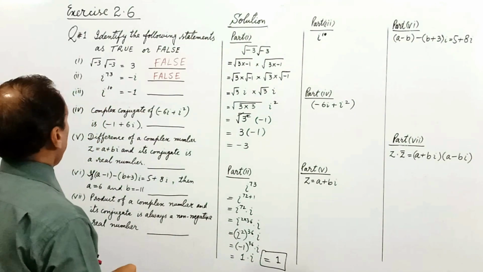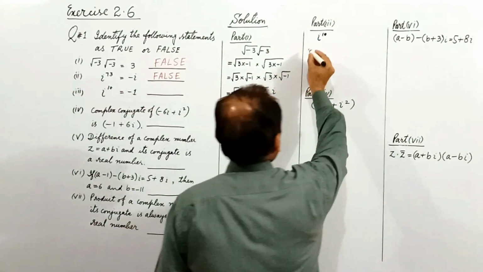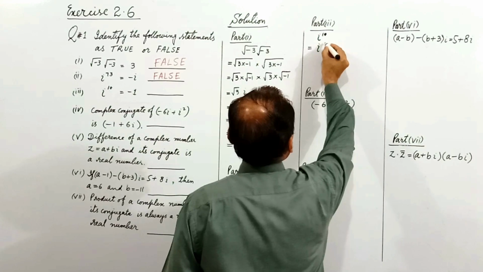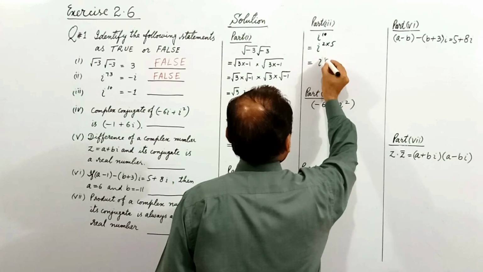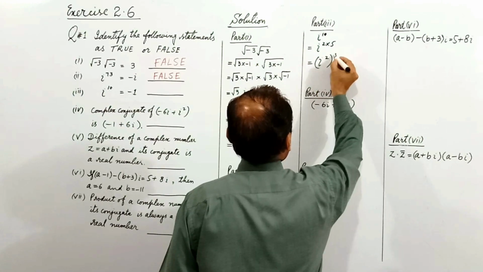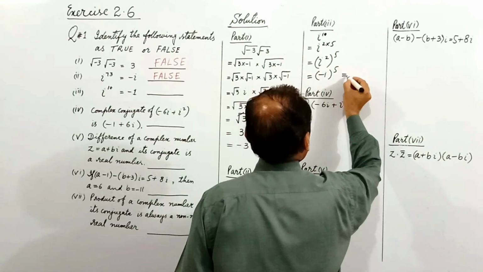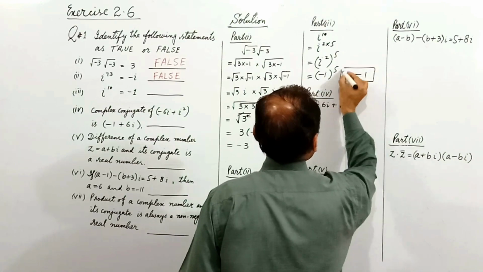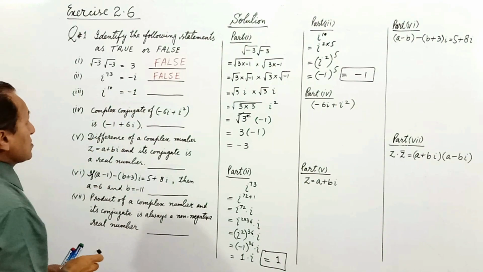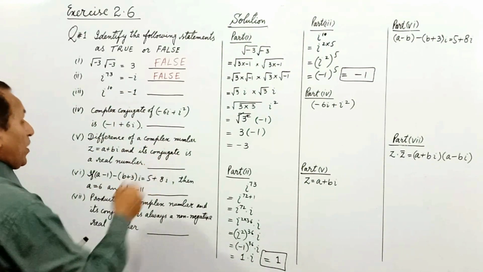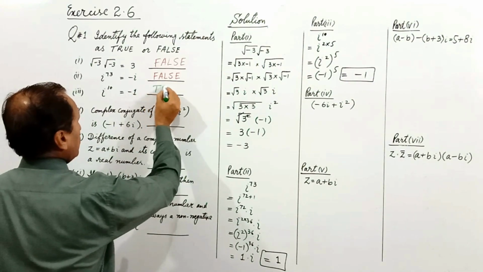Let's do the verification for part 3. Iota 10 is equal to minus 1. Iota 10, as it is an even number, we write as iota 2 multiplied by 5. Iota 2 whole power 5 is equal to minus 1 whole power 5. A negative number having an odd power remains negative, so it will be equal to minus 1, and we observe that the right hand side of the third statement is minus 1, so the required result is the same. Hence we write the statement as true.